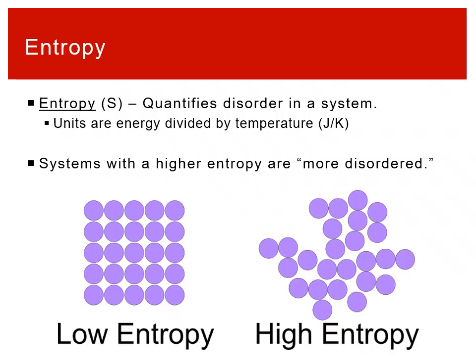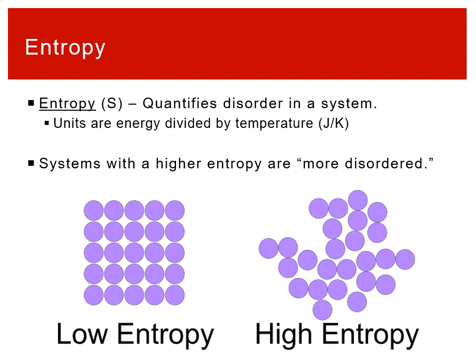So entropy has the symbol of capital S, and the units associated with entropy are energy per temperature, so joules per Kelvin. You can also get joules per Kelvin per mole, so joules per mole Kelvin, similar to the fact that enthalpy is usually joules or kilojoules, and then you can have kilojoules per mole. So it's the same idea, but joules per Kelvin is our entropy units. And the purpose of entropy is to quantify disorder.